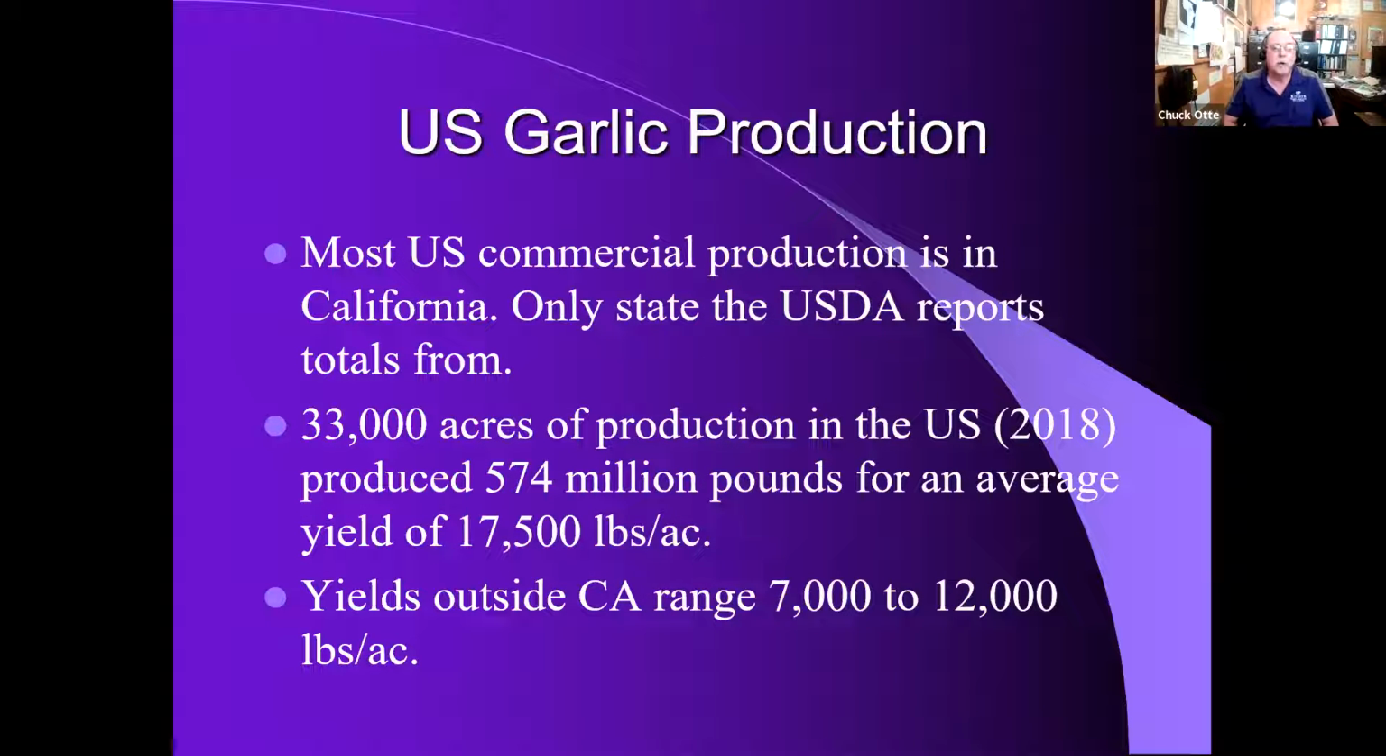Most of the U.S. commercial production is in California. In fact, it's the only state that USDA reports totals from. All the other states simply don't have enough. In the 2018 census of agriculture, there were 33,000 acres of production in California, producing 574 million pounds for an average yield of 17,500 pounds. Trust me, you in your garden are not going to come close to that kind of production level.